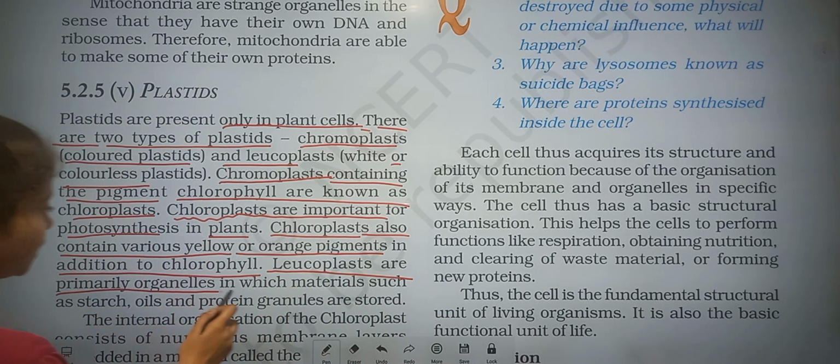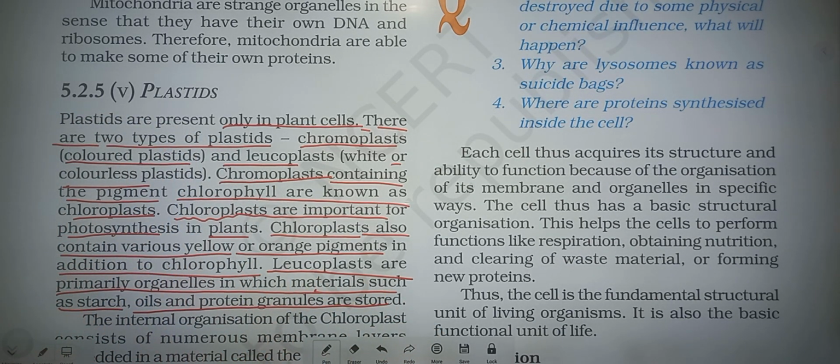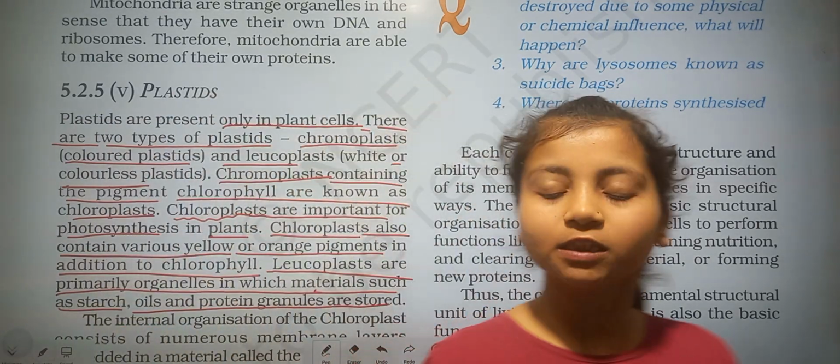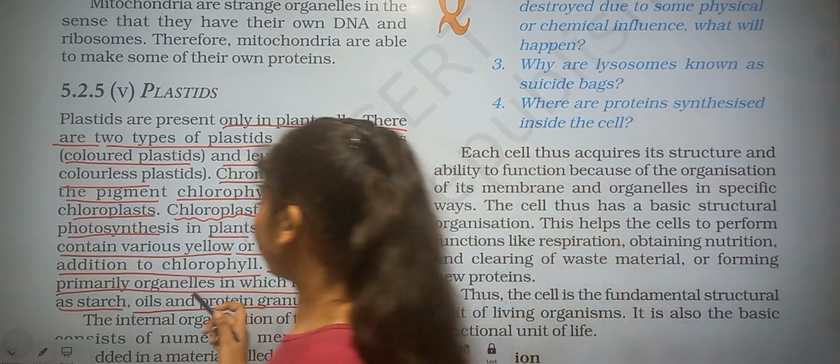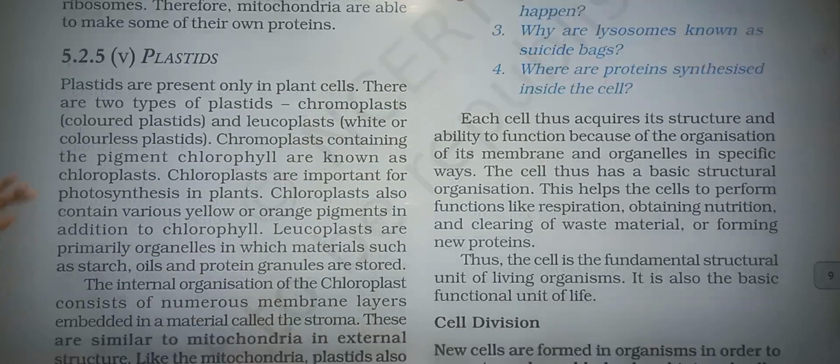Leucoplasts are organelles in which protein granules are stored. It means the leucoplast is a food storage: it stores many types of starch, oils and protein granules.